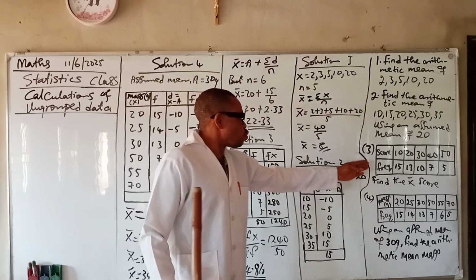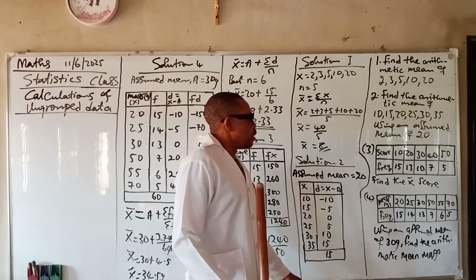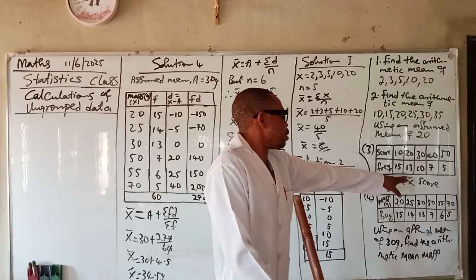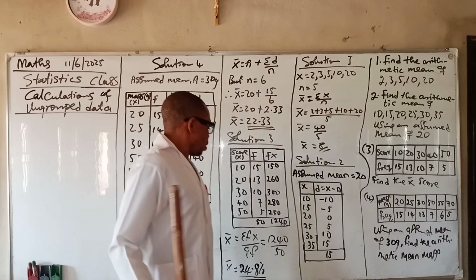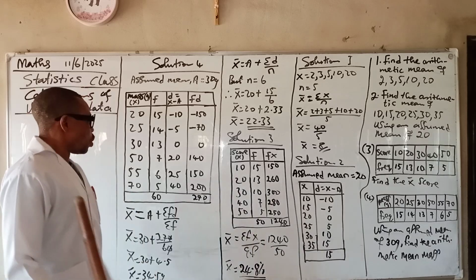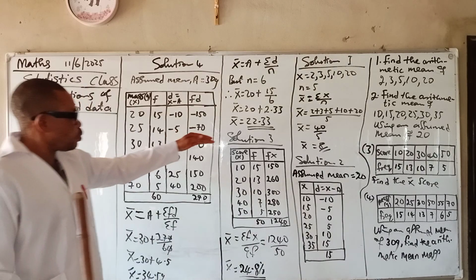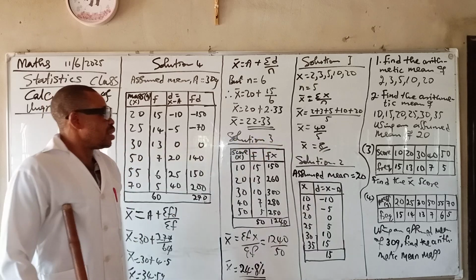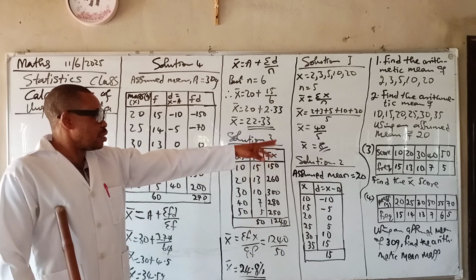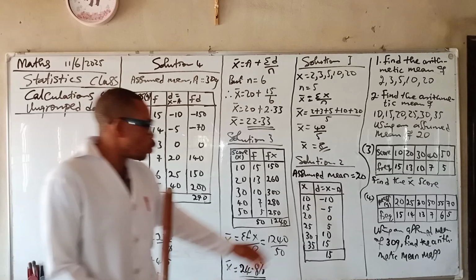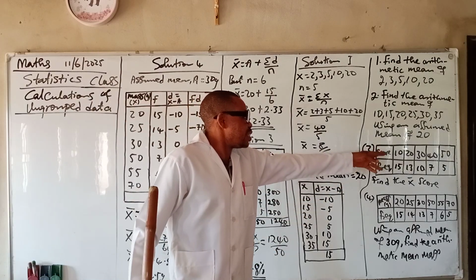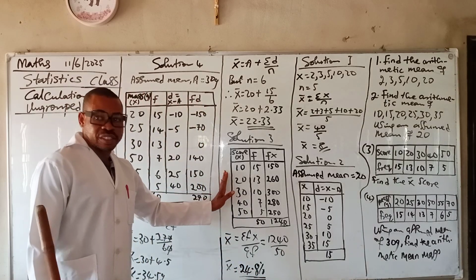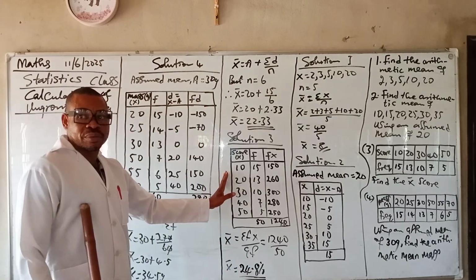Then coming to question number 3, we have the table given to us. We are asked to calculate the arithmetic mean score. This is the table for calculating the arithmetic mean of ungrouped data with frequency. This is an example of ungrouped data with frequency. So the table for it is this. Are you getting what I'm saying?